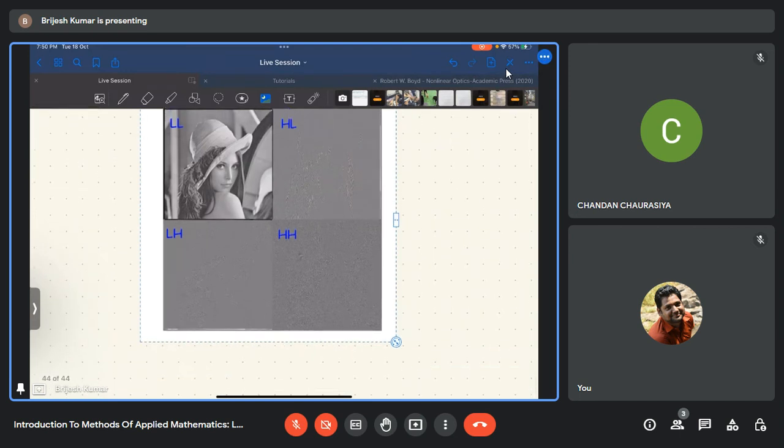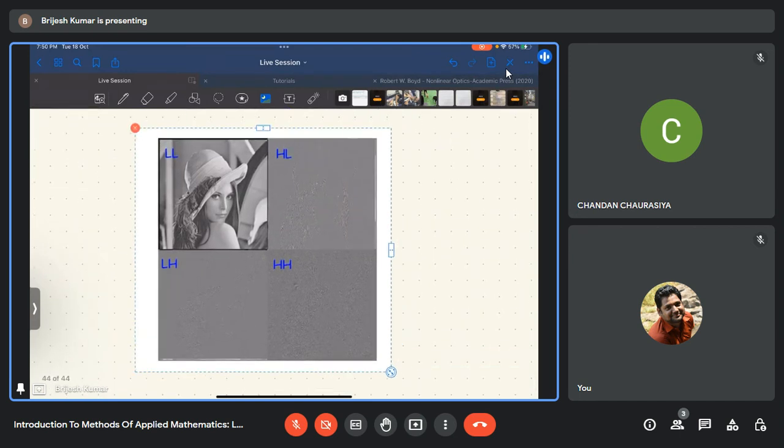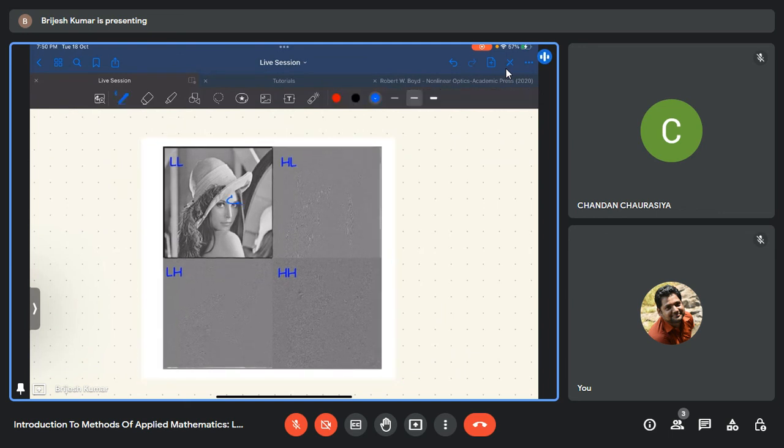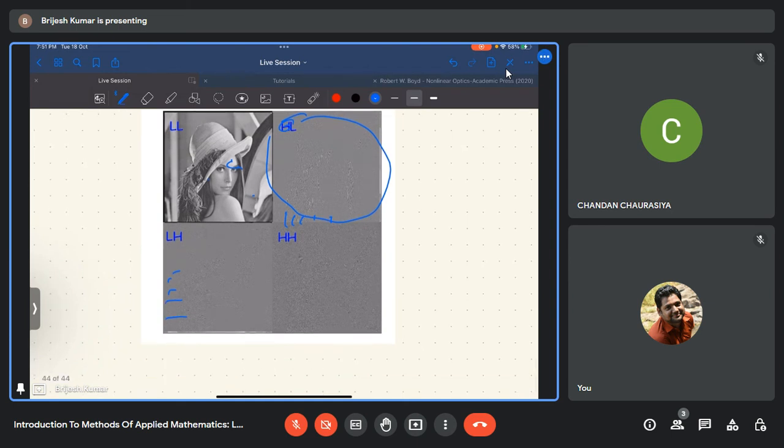Another thing is this one. You can see in the wavelet transform, this is one image. In this section, the image is divided across the x-axis and then across the y-axis, and then transformed. That's how the transform works in image processing.